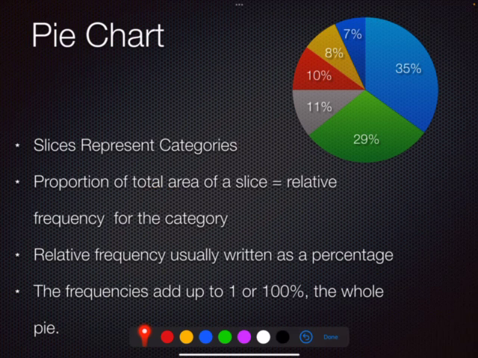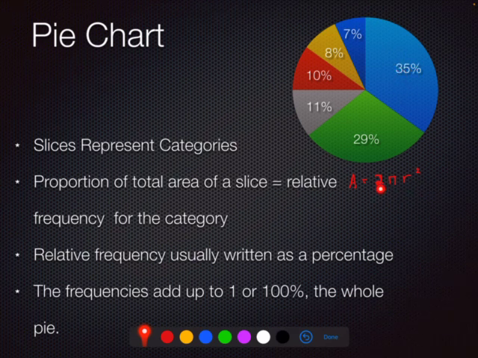The proportion of the total area of one of these slices is equal to the relative frequency of the category. What that means is, if you take a circle, the area of a circle is given to us by 2 pi r squared. Depending on how big our circle is, we can come up with the total area. Then to figure out how big one of these slices should be, let's use this blue one here, the lighter blue.